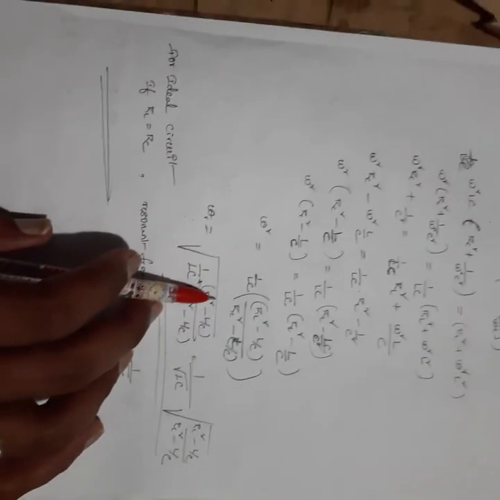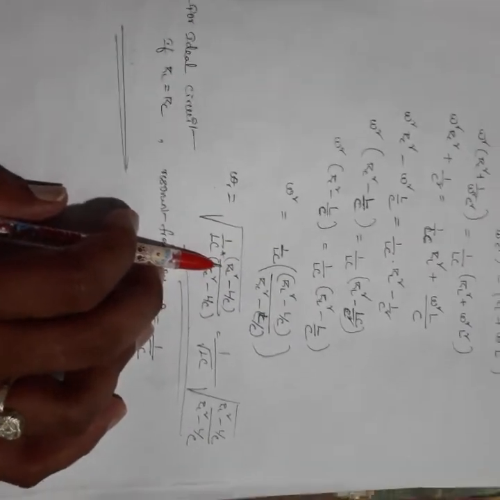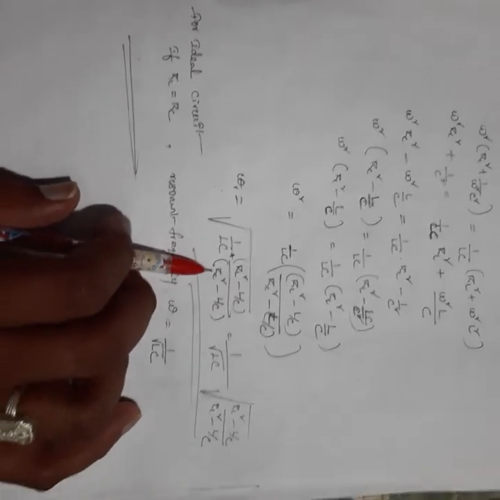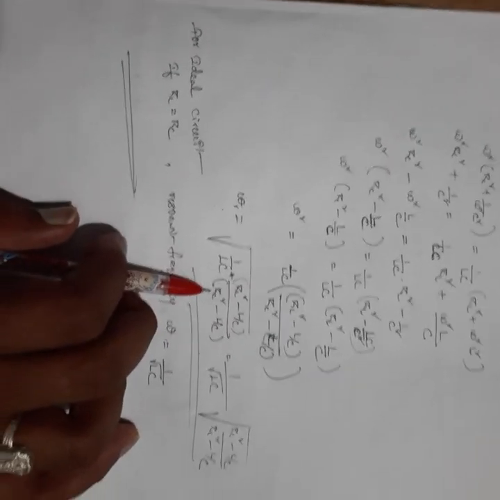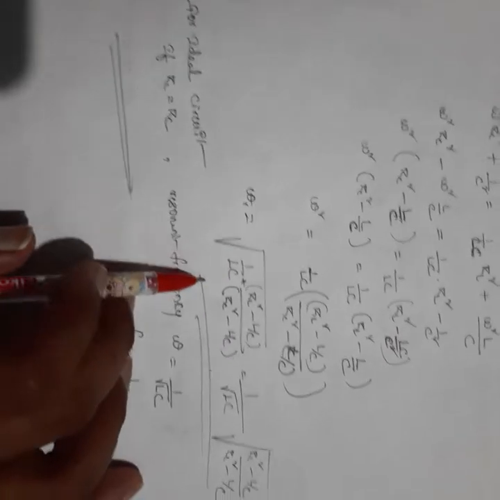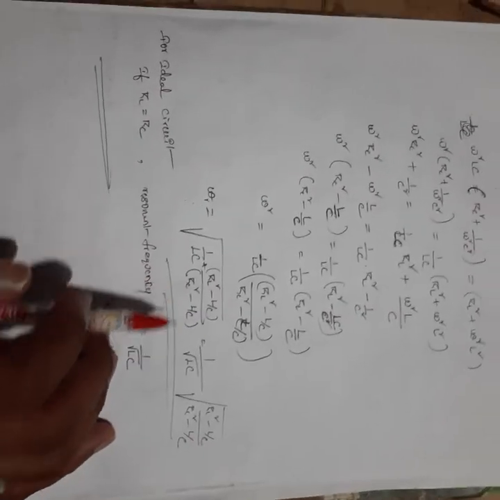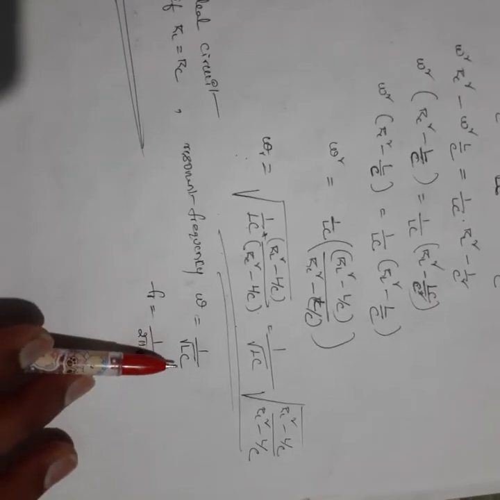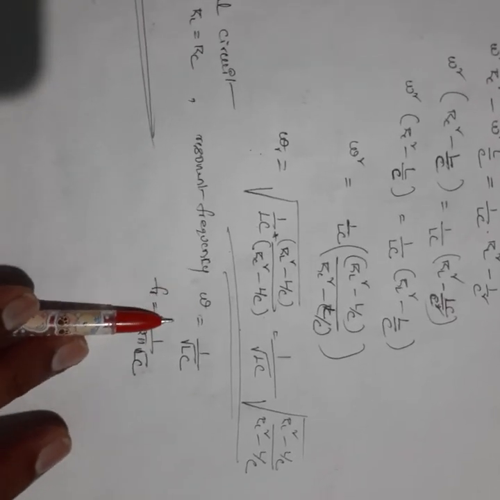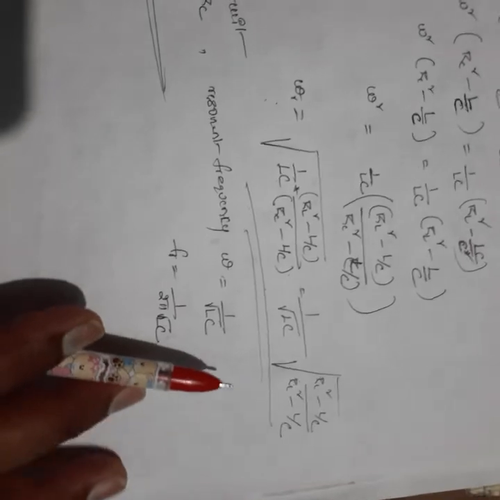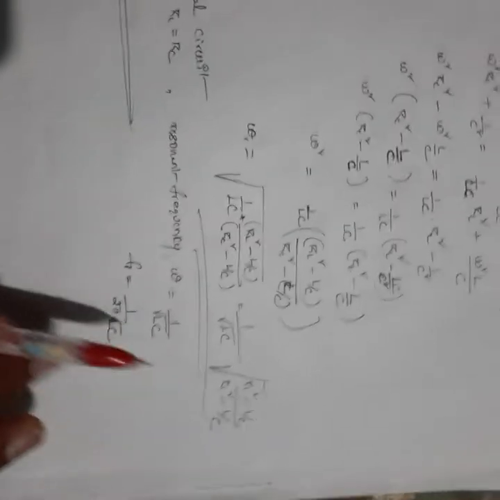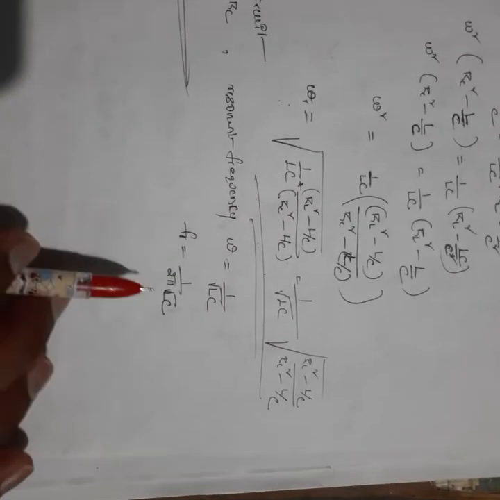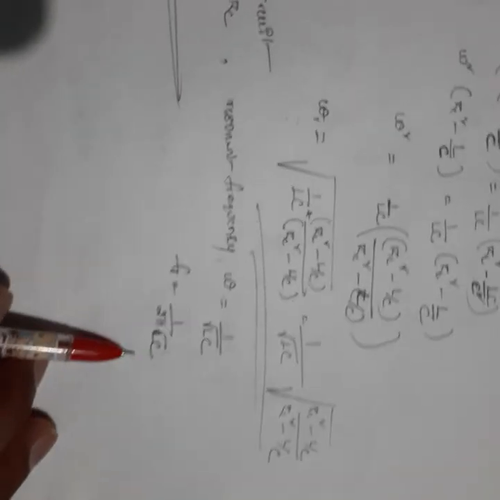Here R_L is nothing but the resistance near the inductor and R_C is the resistance near the capacitor. So for an ideal circuit, R_C equals R_L, so both resistances are equal. At that time, what is the resonance condition? Resonant frequency omega r equals 1 by root LC. So from the above condition, f_r equals 1 by 2 pi root LC.